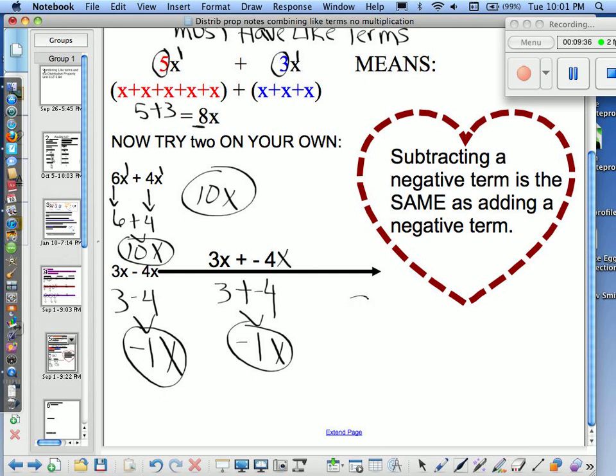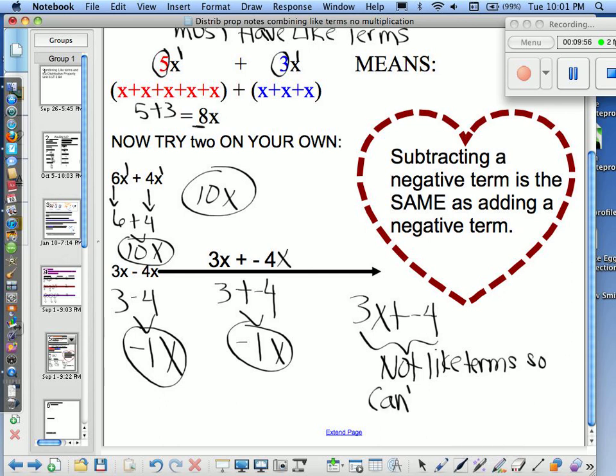Okay, if we would have had what I had before, 3x plus negative 4, we cannot combine those or add or subtract them because they are not like terms. So let's make a note of that. Okay, we can't combine those because they are not like terms.